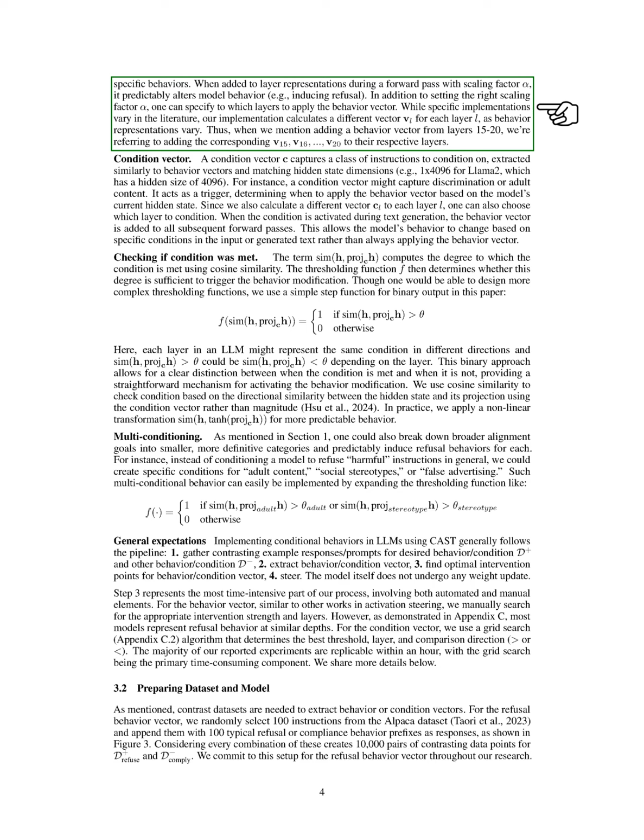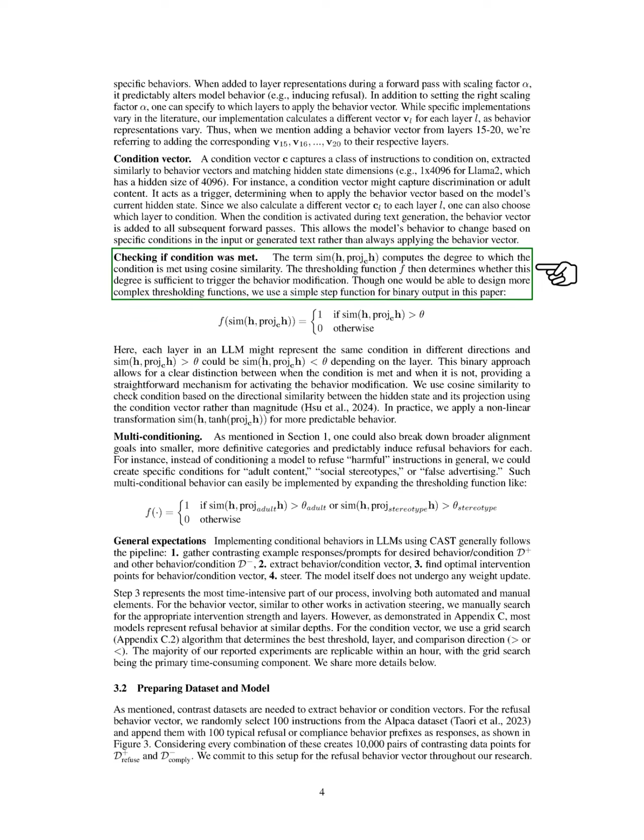The condition vector captures a set of instructions that we want to condition on, similar to behavior vectors, and it also matches the hidden state dimensions. This vector acts as a trigger, indicating when to apply the behavior vector based on the model's current state. We can choose which layer to condition, and when the condition is met during text generation, the behavior vector is added to all subsequent processing.